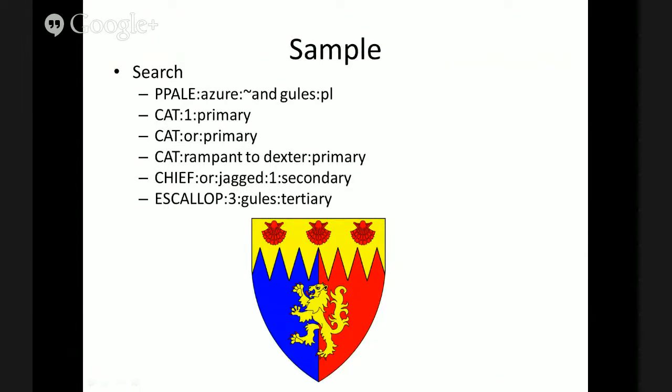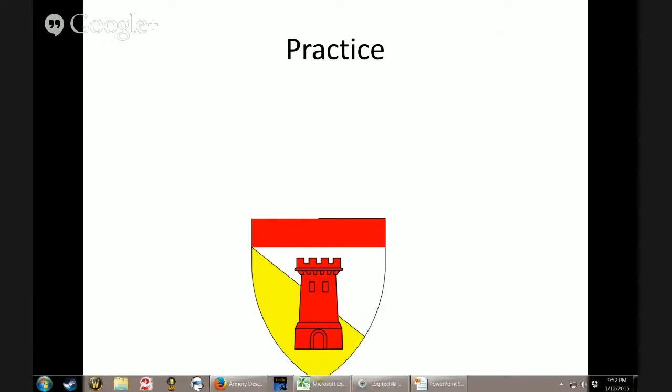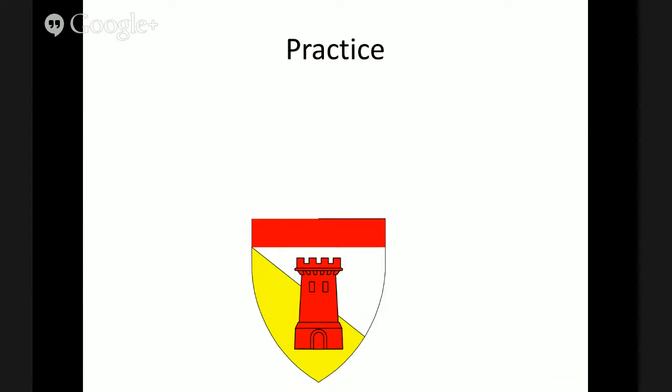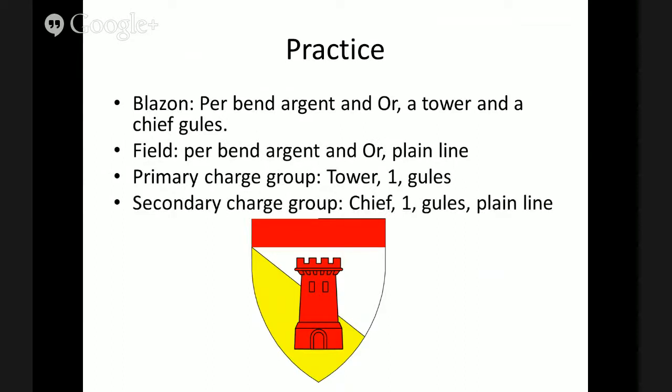All right, let's take a look at another example. Some practice problems. Give me the blazon for that, somebody. Per bend, argent and or, a castle, ghouls, and chief ghouls. Yeah. So, what do we know about the field? It's per bend, argent and or. And what else? Plain line. Right. We have a single ghouls tower, we have a single ghouls chief, and it is plain line.